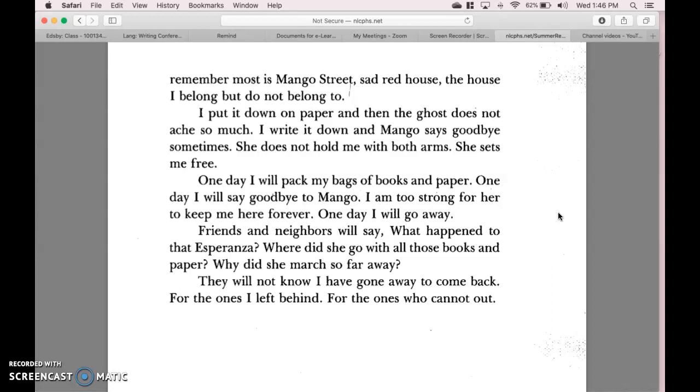She does not hold me with both arms. She sets me free. One day I will pack my bags of books and paper. One day I will say goodbye to Mango. I am too strong for her to keep me here forever. One day I will go away. Friends and neighbors will say, "What happened to that Esperanza? Where did she go with all those books and paper? Why did she march so far away?" They will not know I have gone away to come back for the ones I left behind, for the ones who cannot out.